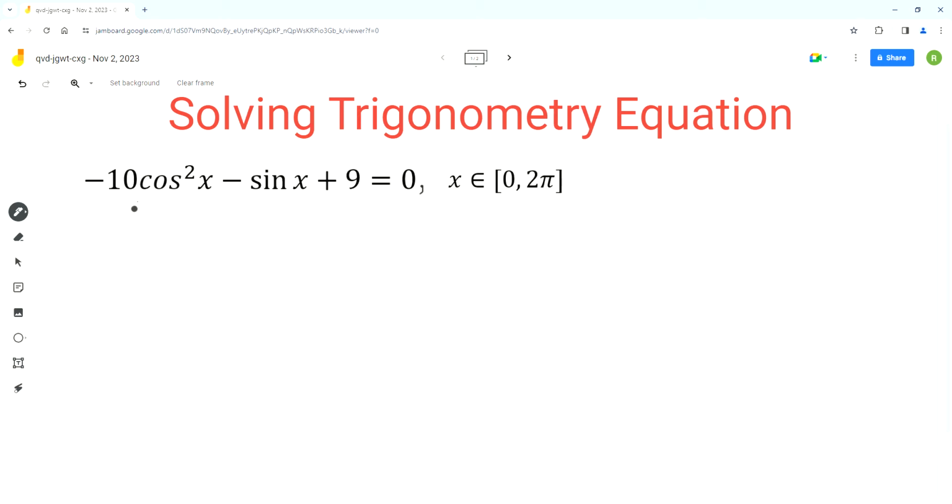So now we have to solve this equation. Now we can see that in this equation there are two different trig ratios, cos and sine, but there is a square on the cos. So the first step here is to change this cos square x into sine so that there is only one trig function in the equation, and for that we'll use the Pythagorean identity. So we'll replace cos square x with 1 minus sine square x, because that's the Pythagorean identity, that cos square x is equal to 1 minus sine square x.